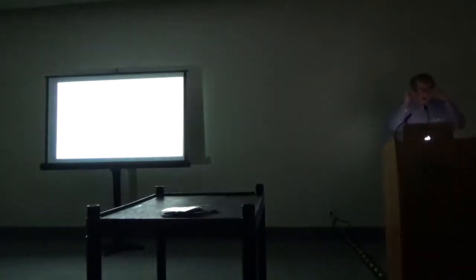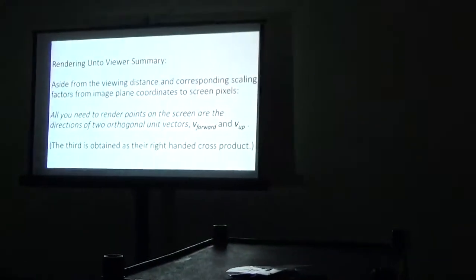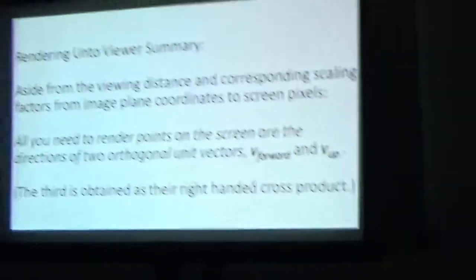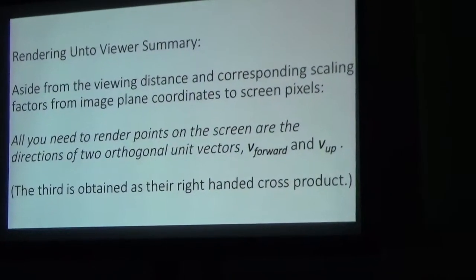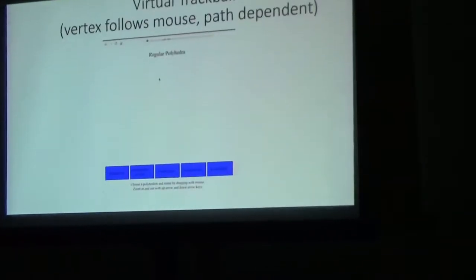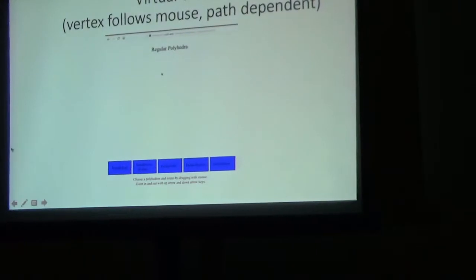So to draw a point in space on the screen correctly, all I need is 2 vectors. It completes into an orthonormal frame. Well, that's the summary of that. Aside from the viewing distance and scaling factors, all you need to render points are V forward and V up. The third is obtained by the right-handed cross product. Okay, and this is what you get out of that when we play it.